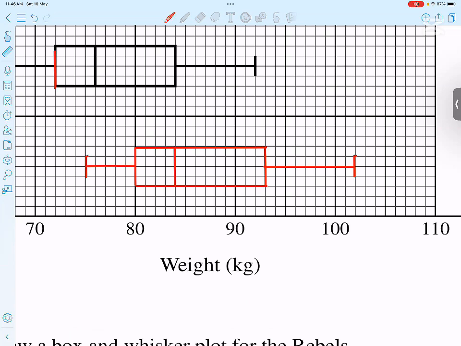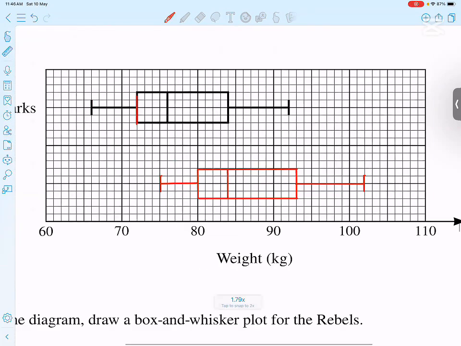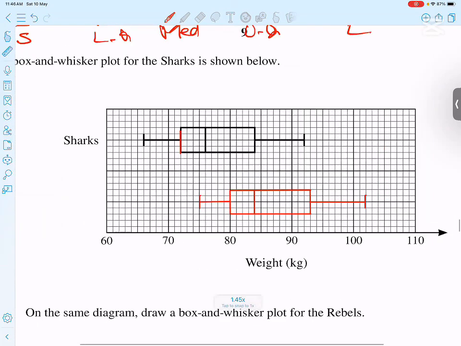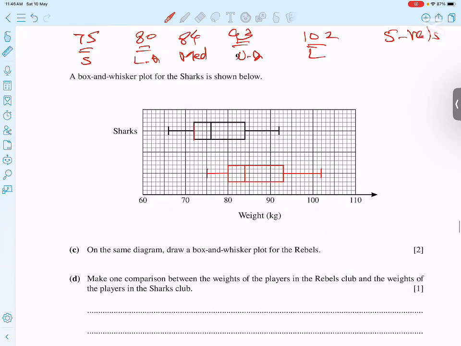I hope the concept is very clear and you got it. All five values are done. We have finished this, so now let's talk about the next part.